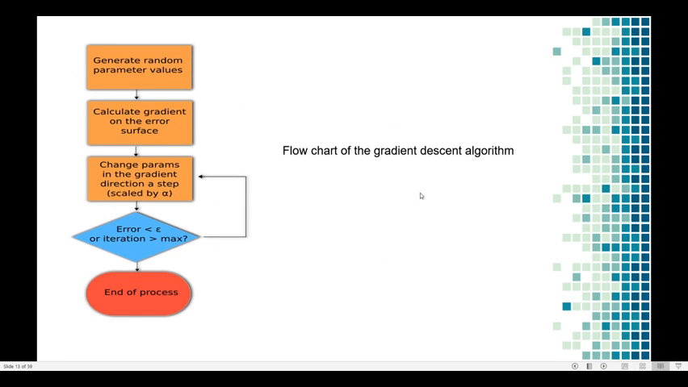So the flowchart of the gradient descent algorithm is: we assume some initial weight guess, and then we calculate the gradient, the slope. Next we scale it by assuming the alpha, and then we compute those values and update the weight. We do this up to a maximum number of iterations, or up to a threshold value, and then we end this process.